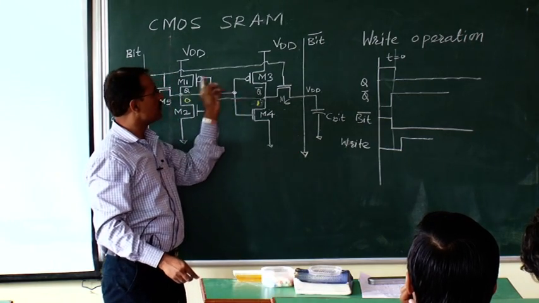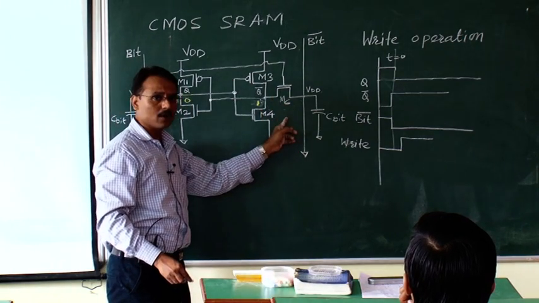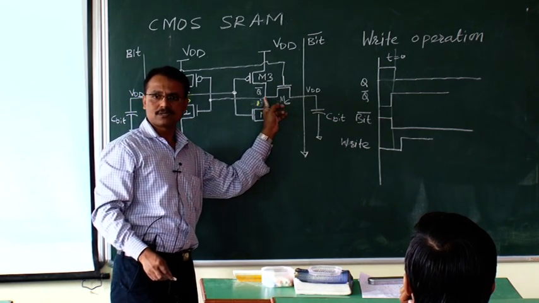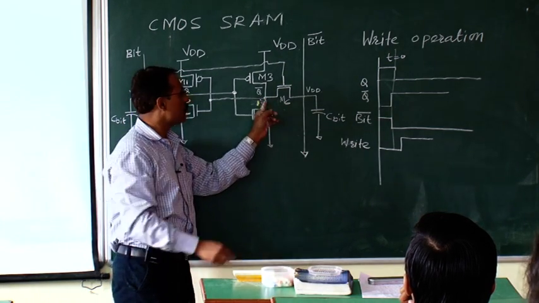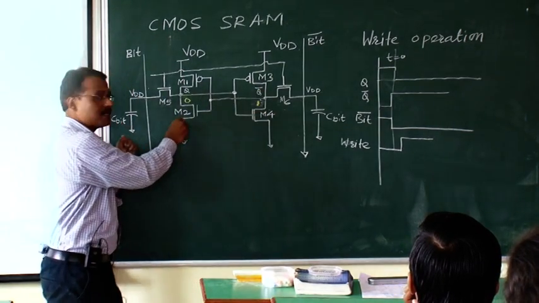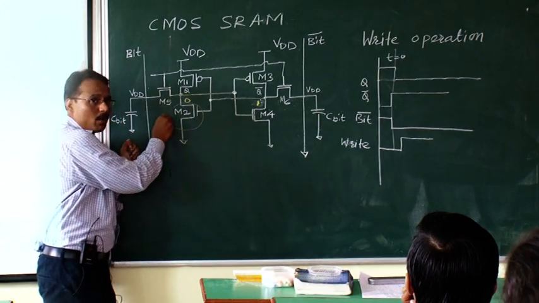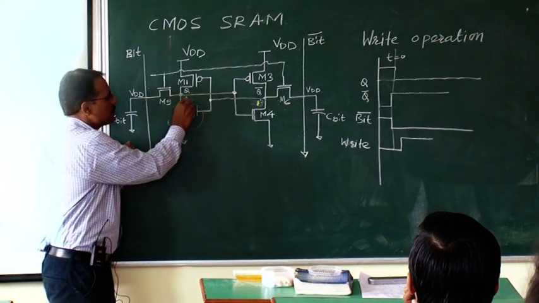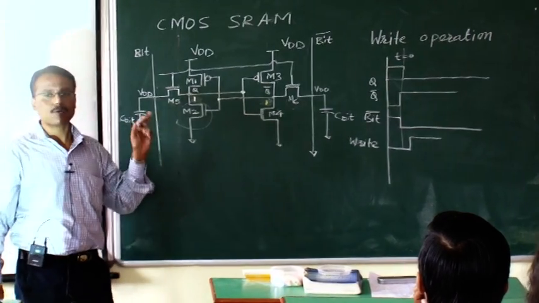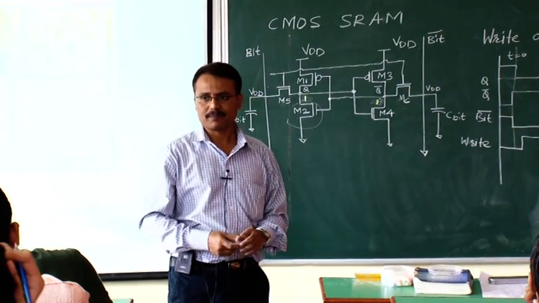You are applying the write pulse, M6 turns on, therefore the voltage at this node starts discharging towards logic 0. And when the voltage at this point becomes less than VTN of this transistor, it turns off and this voltage becomes 1. Yes or no? And in this way I can write logic 1 in the memory cell.